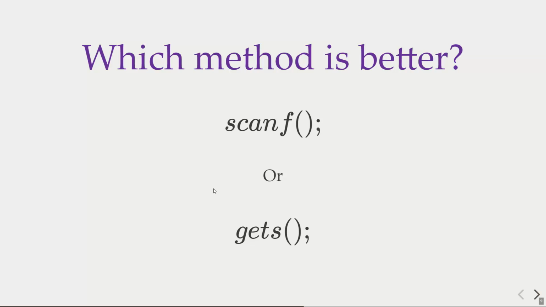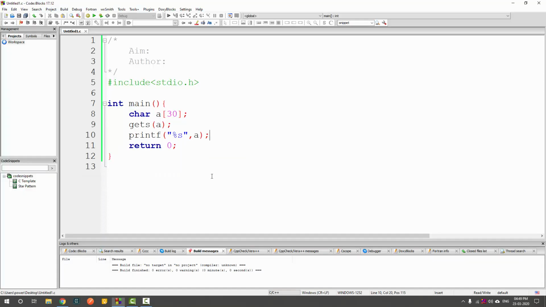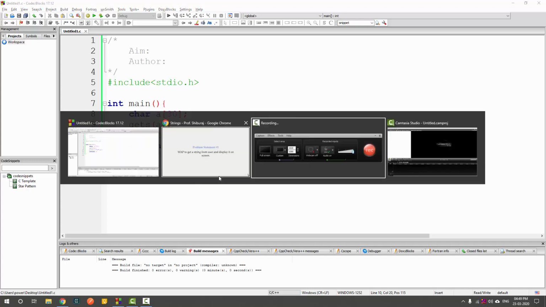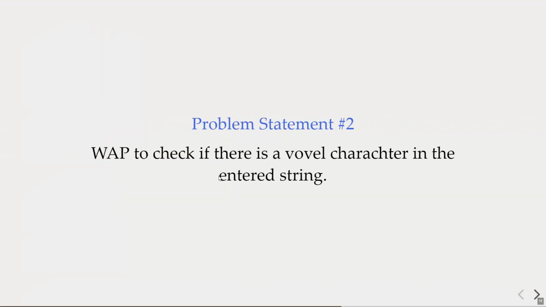Now let us begin with some of the programs. The first problem statement is to get a string from the user and display it on the screen, and I think we have already done that. The program is very simple. You define a character array and you get the input using either scanf or gets and then print it onto the screen.